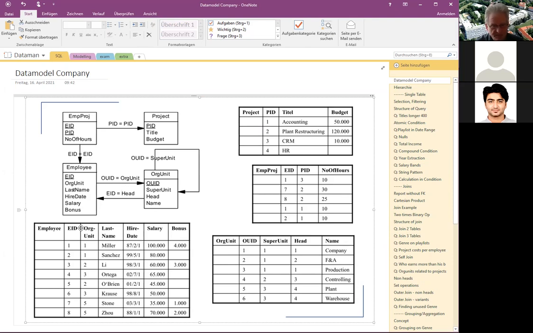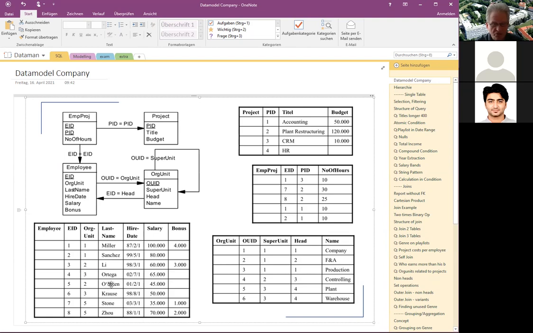And if you look at the data in the org unit column within the employee table, you see the numbers that are pointing to the primary keys of the org unit table. That means, for example, Miller is working in, or is related to, org unit ID 1. And if you take Stone here, he has org unit ID number 5, and that's the plant. So Stone is related to plant. Lee is related to F&A.